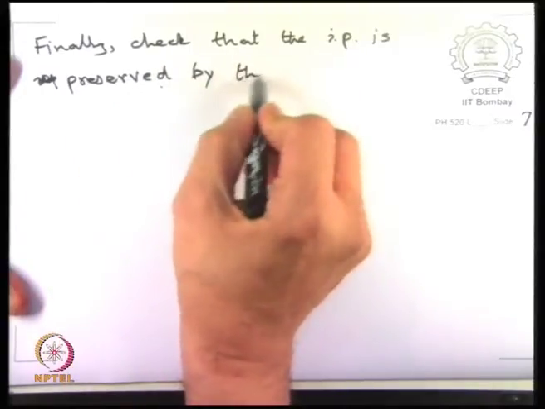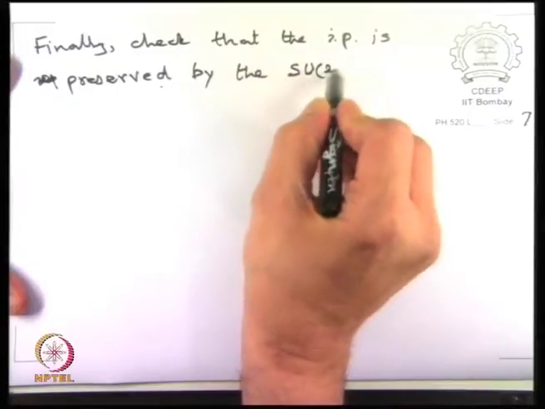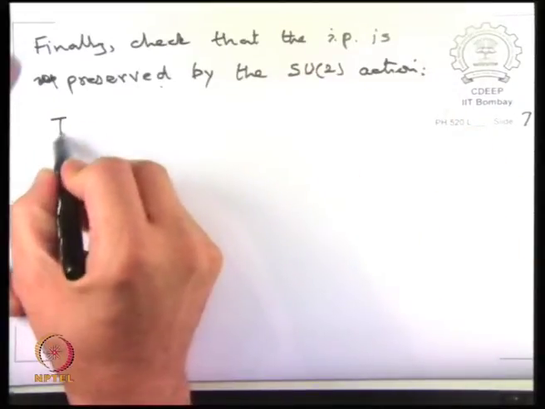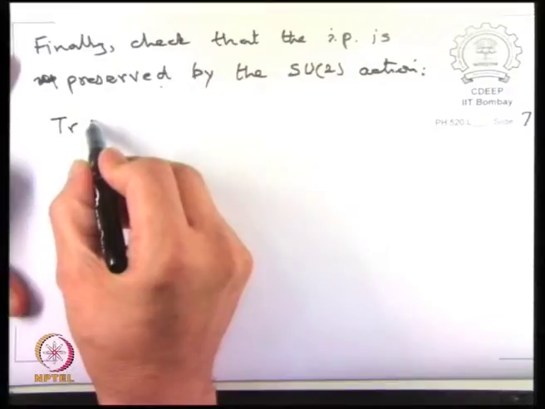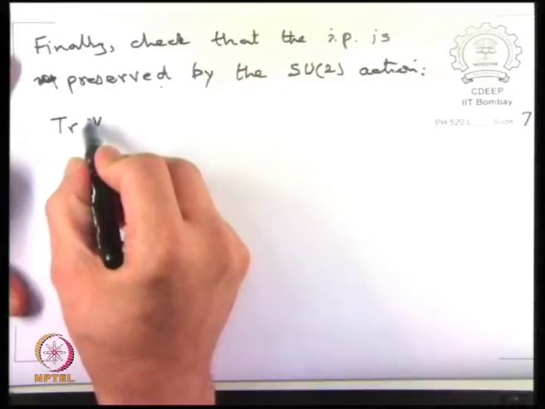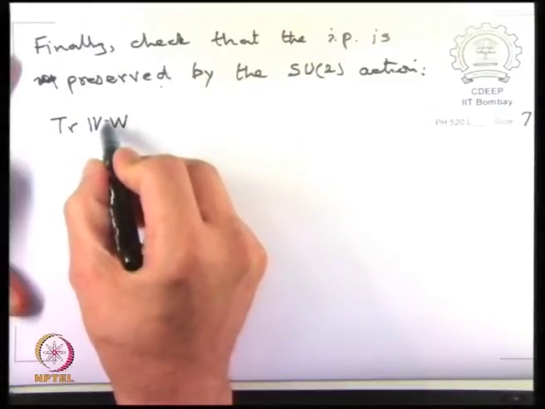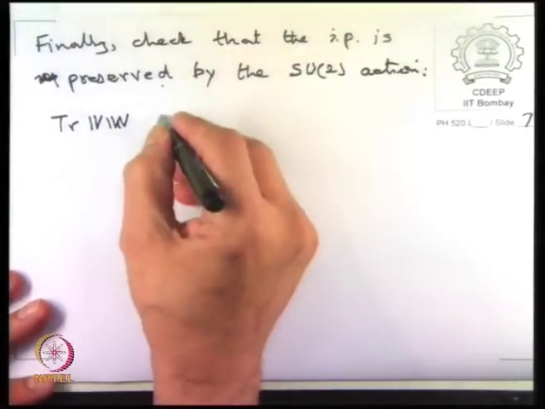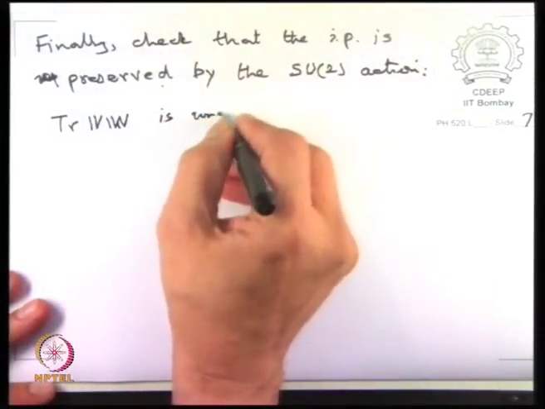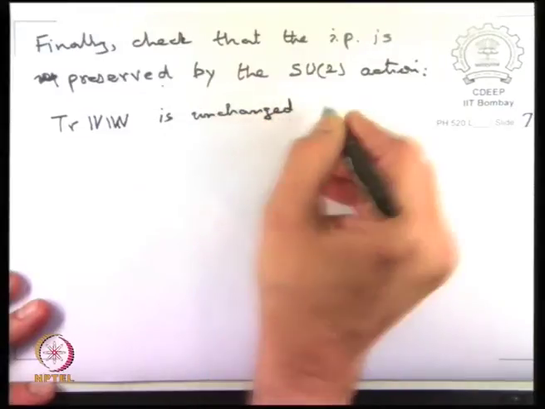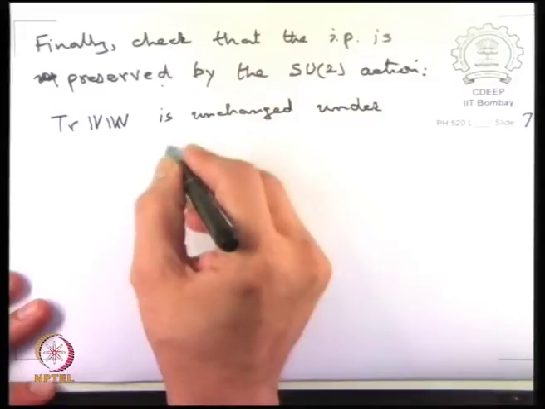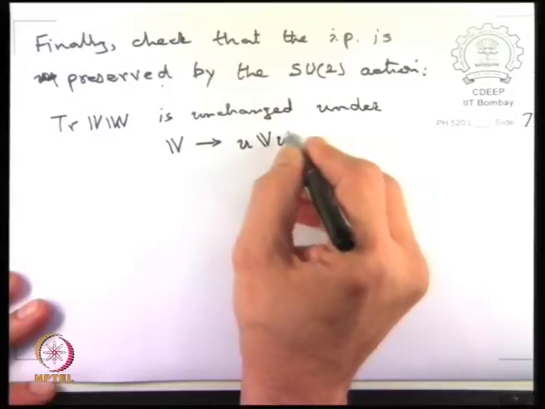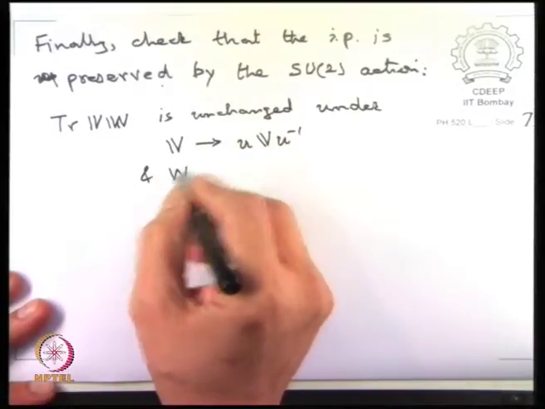by the SU2 action, because we need to check that trace of VW, trace VW, well, is going to be invariant. It is obvious, you do not have to compute anything.